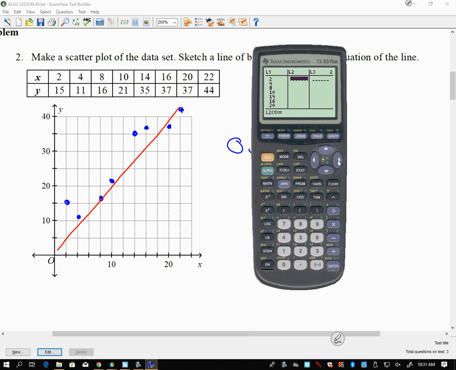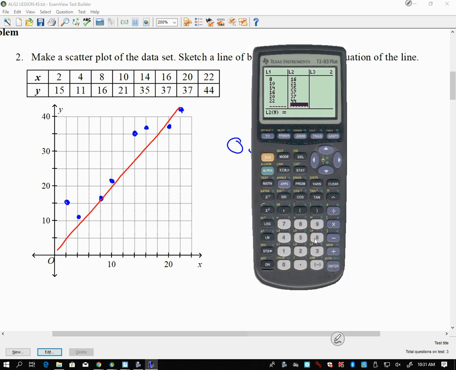Okay, now I'm going to hit right arrow. That's going to take me to list 2. I'm going to put in my y values in the same order. So I have 15, 11, 16, 21, 35, 37, 37, 44. All right, do we have all our data input?